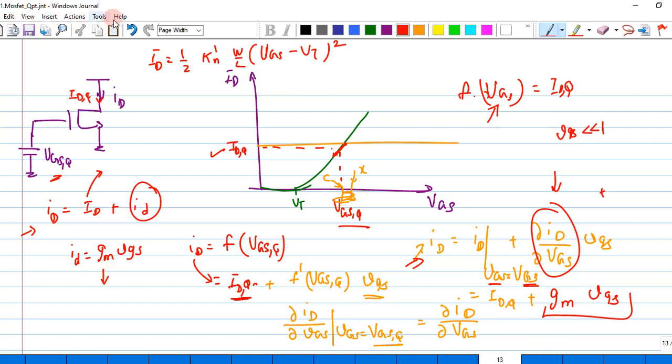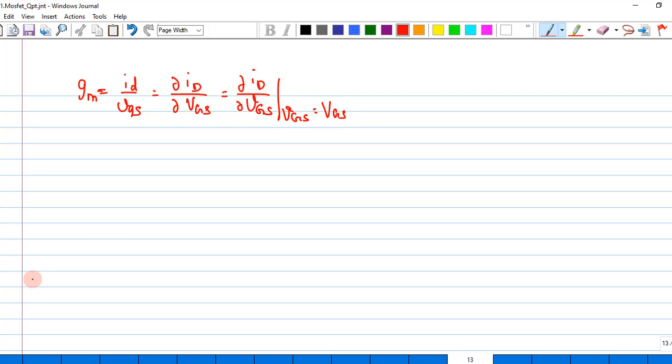Yeah. So now, obviously we have to come up with the answer for the GM. The value of GM is nothing but small signal ID by small signal VGS, or I can even write it as this quantity, or this. So these are many different forms. Now, since I need an expression, I would use this form or this form in order to derive it. So let us try to do that.